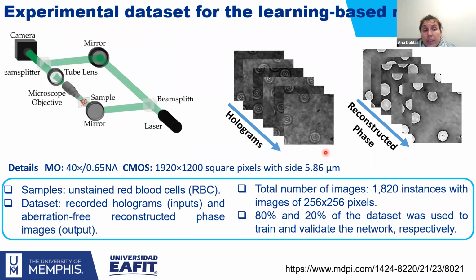For that project, we built a Mach-Zehnder interferometer, which is the simplest DHM system, and we recorded our set of holograms. For each recorded hologram, we apply one of the automatic reconstruction methods to get the phase image, and those are the inputs of our model.